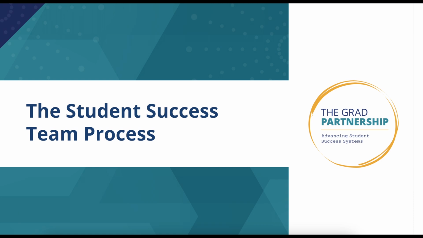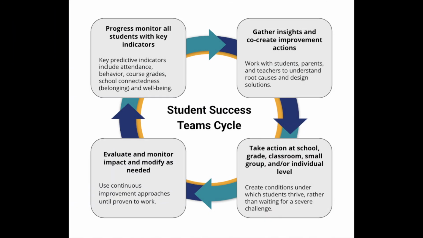You might be asking what a student success team does and how do they do it? Student success teams follow a continuous improvement cycle. This cycle starts with progress monitoring all students with key indicators. The key predictive indicators that student success teams look at are attendance, behavior, course performance, and measures of well-being.